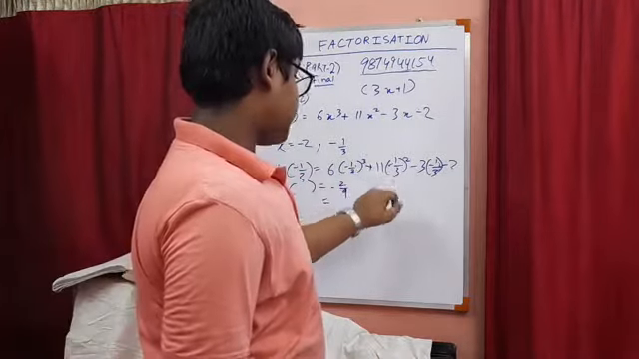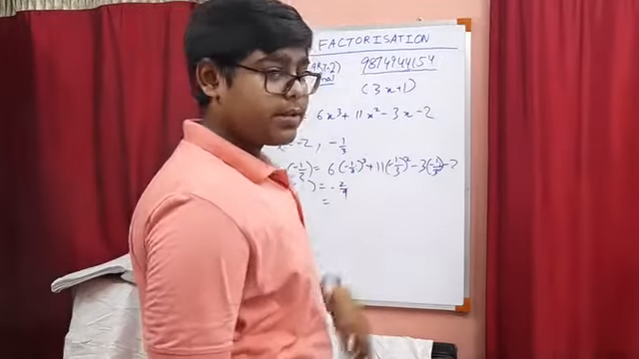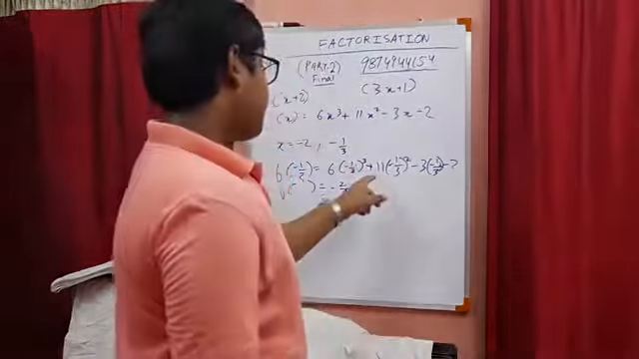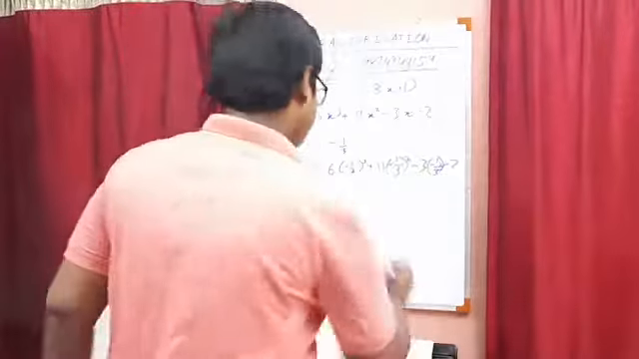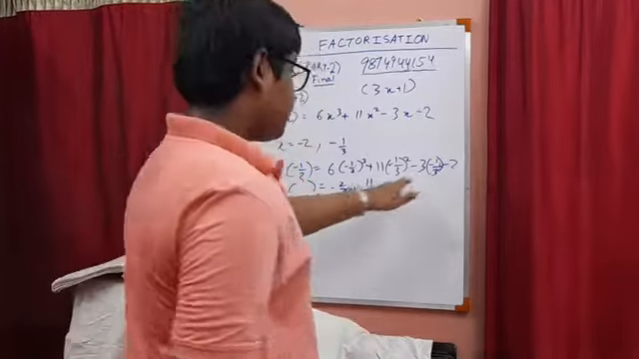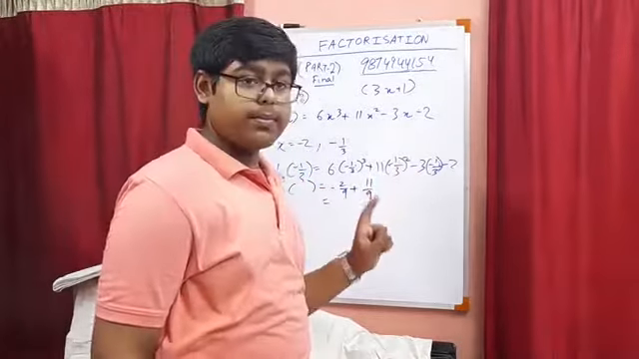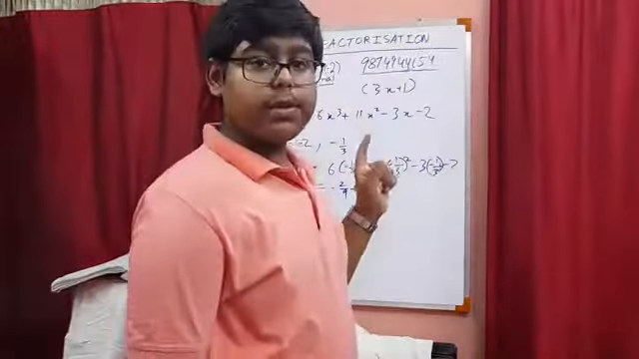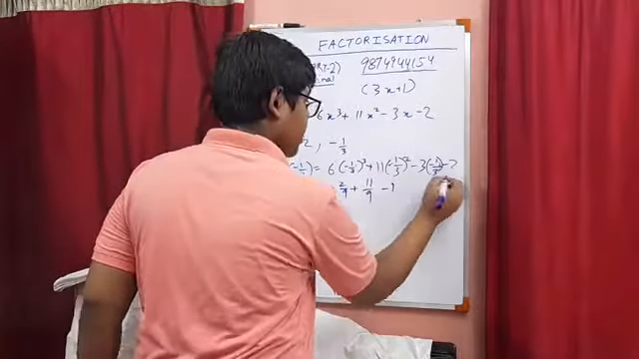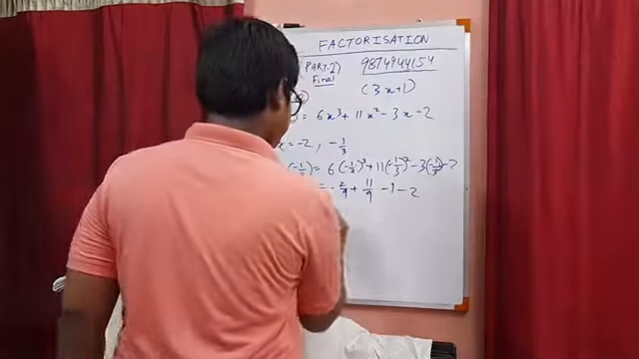Now plus 11 into minus 1 by 3 square, which will be 1 by 9, and minus will become positive. Therefore 11 by 9 minus 3 into minus 1 by 3, where 3 and 3 will be cancelled, simply minus 1, and then minus 2 as written.